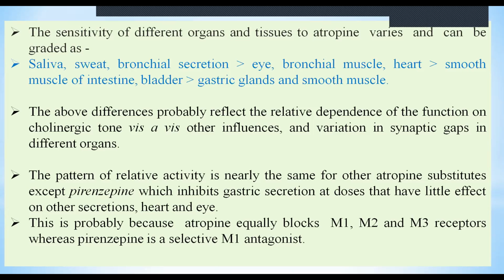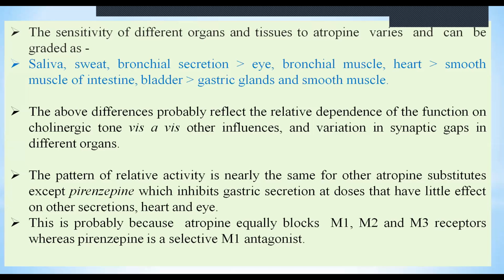So the synaptic gap, or ganglionic gap, may be the synaptic cleft. This has differences in the different innervations. The pattern of relative activity is the same for atropine substitutes except pirenzepine, which inhibits gastric secretion at doses that have little effect on other secretions. Of course, atropine equally blocks M1 to M3 receptors, whereas pirenzepine is a selective M1 antagonist.